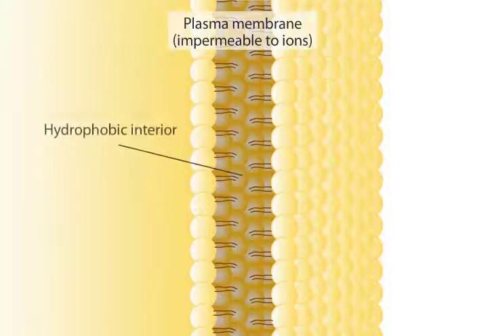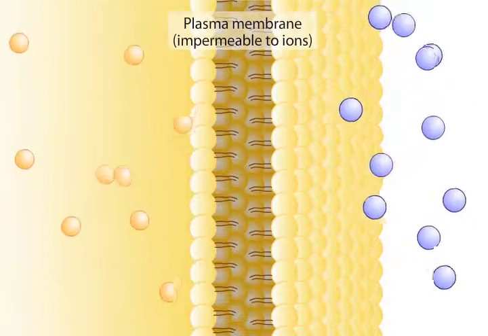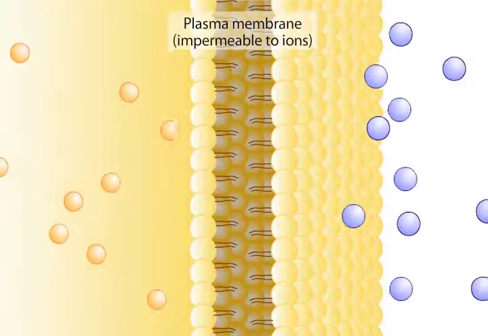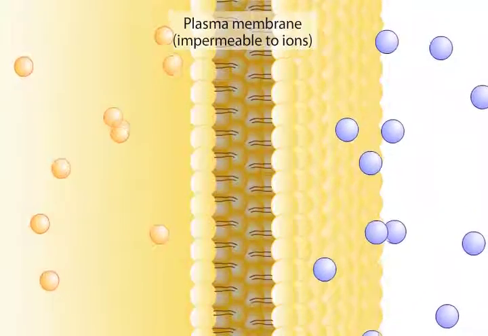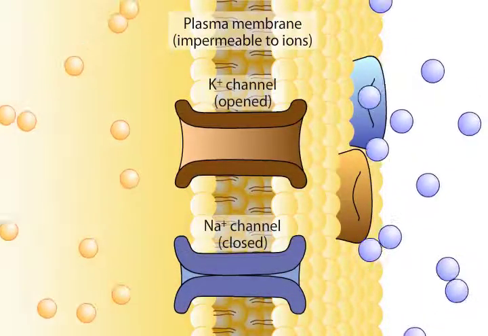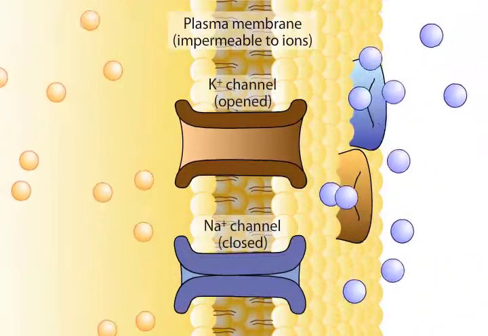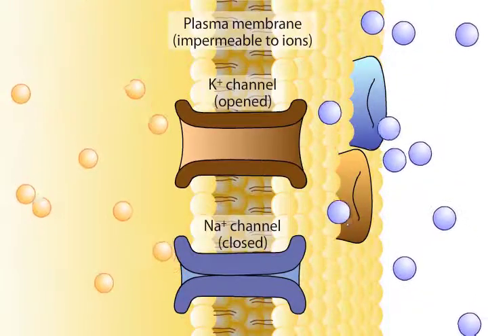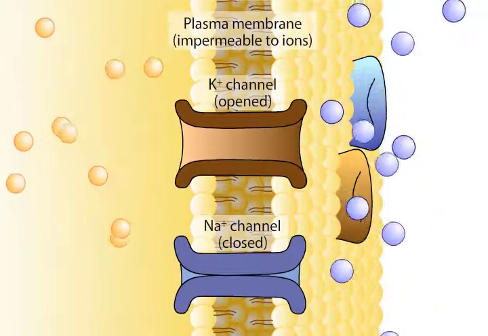The hydrophobic interior of the bilayer prevents the movement of ions across the membrane. The only way that ions can diffuse across the membrane is by passing through specialized channels that permit the movement of particular ions while excluding others. When the neuron is at rest, most ion channels are closed.